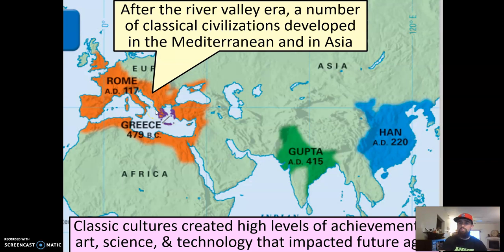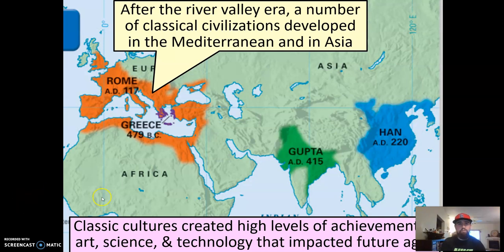So we're going to see a number of classical civilizations develop not only in Asia, but also in the Mediterranean, which will be right here, this area. Okay, a classical culture, which you can see right here at the bottom, is any type of culture that creates high levels of achievement in art, science, and technology that will impact future ages.